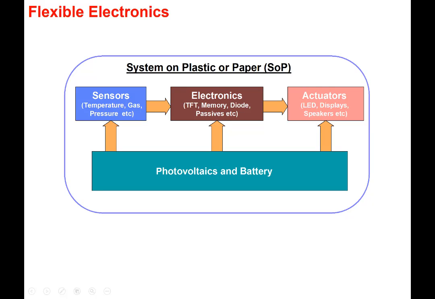So what is the large vision of flexible electronics? The vision of flexible electronics eventually is a complete system on plastic or paper. In silicon, you would hear the word SoC, right? System on chip. So here we don't have system on chip. Chip is a silicon chip. We have system on paper or system on plastic, SOP.